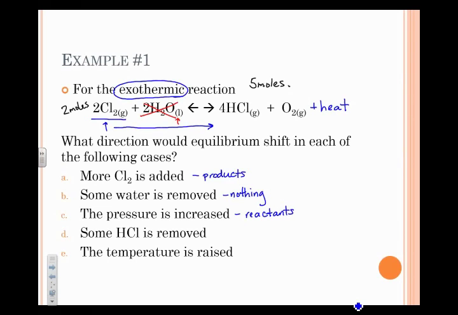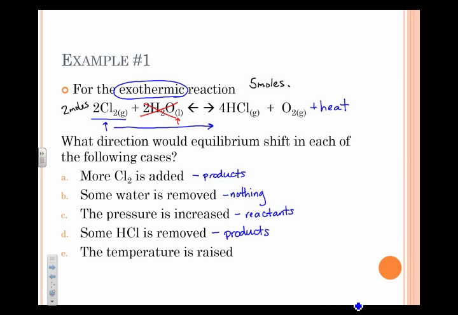In letter D, I'm removing some HCl. In this case, I'm taking something away. And we know from our general rules that when we remove something, equilibrium is going to shift towards the side that we remove something from. So since HCl is in the products, and I'm removing it, the equilibrium will shift to make more products, and so it will shift towards the product side.